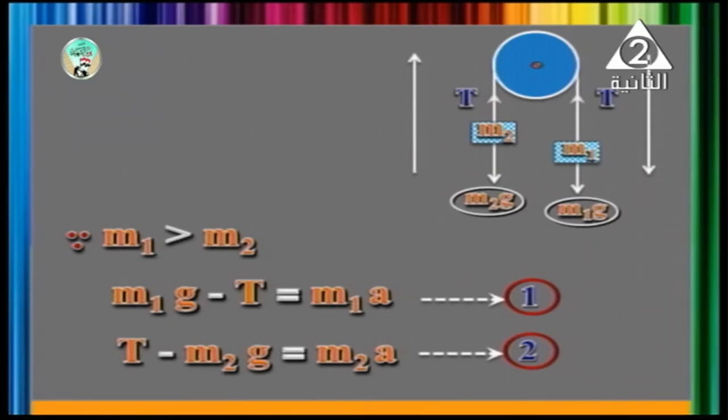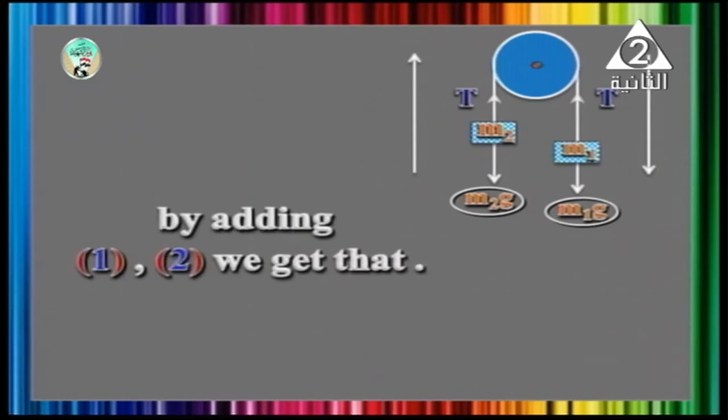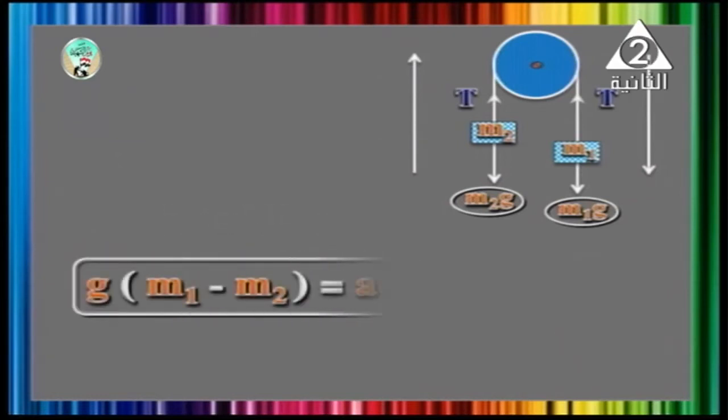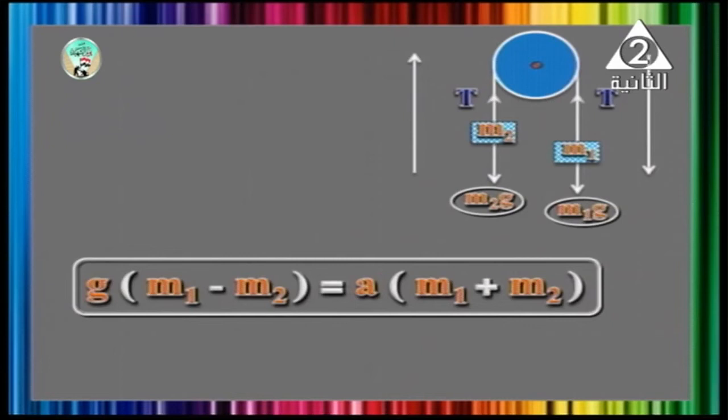My dear student, look at the two equations. How to solve the two equations? Excellent student, we add the two equations. Why? When you add, you eliminate the tension. By adding equation 1 and equation 2, we get M1G minus M2G equals M1A plus M2A. By taking the highest common factor, therefore G multiplied by M1 minus M2 equals A multiplied by M1 plus M2.